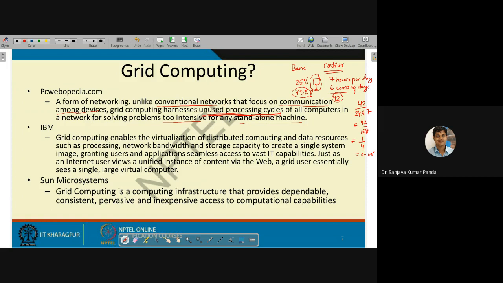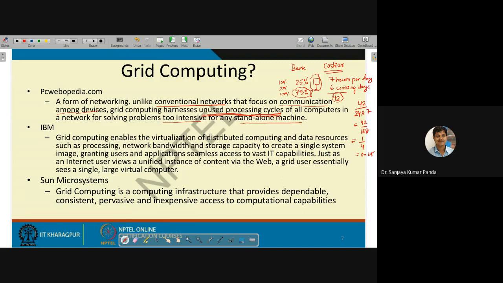Again, in these 25%, what is the utilization? Whether it is 10% or 50% or 100%, that we are not looking into. We are calculating the utilization with respect to the switch on of that particular system, or the system being active, then only we are considering that.